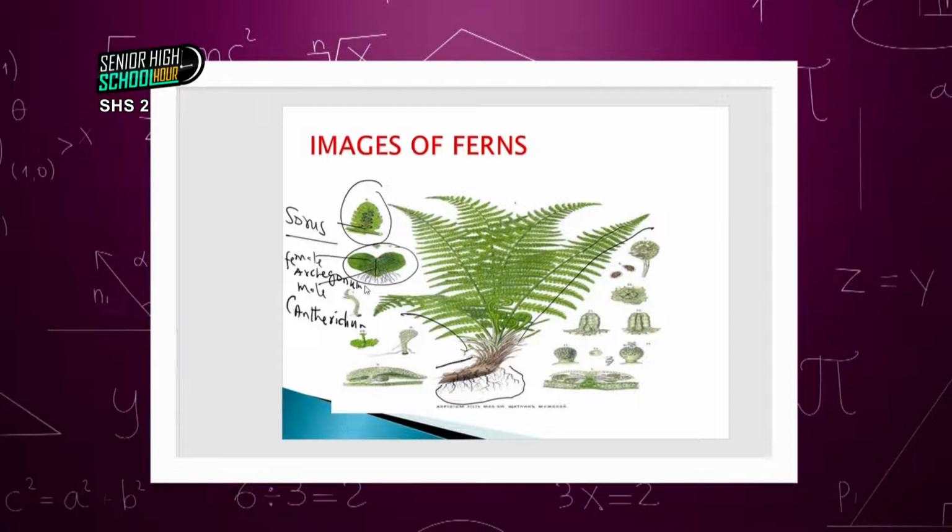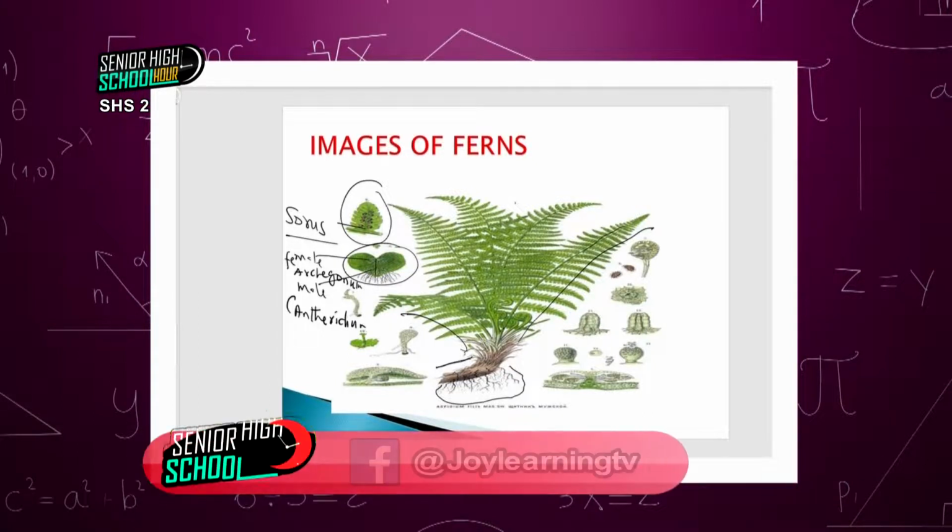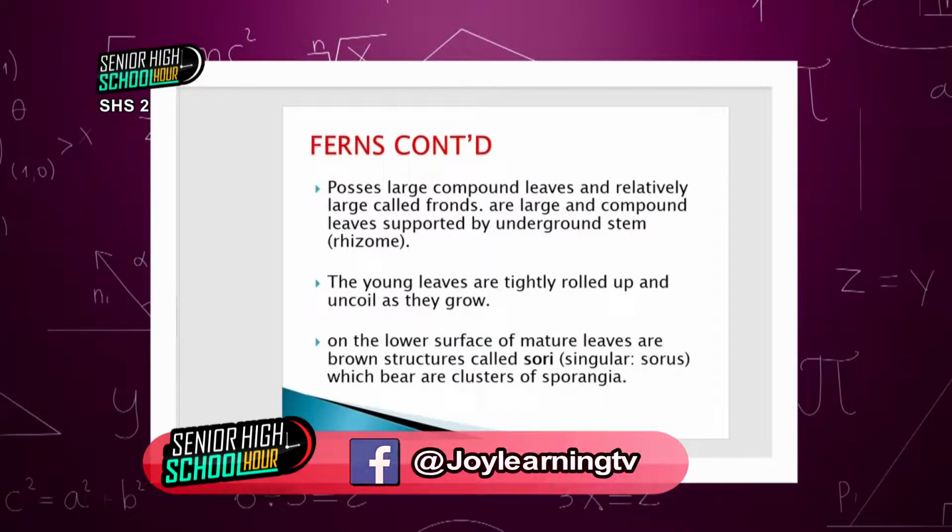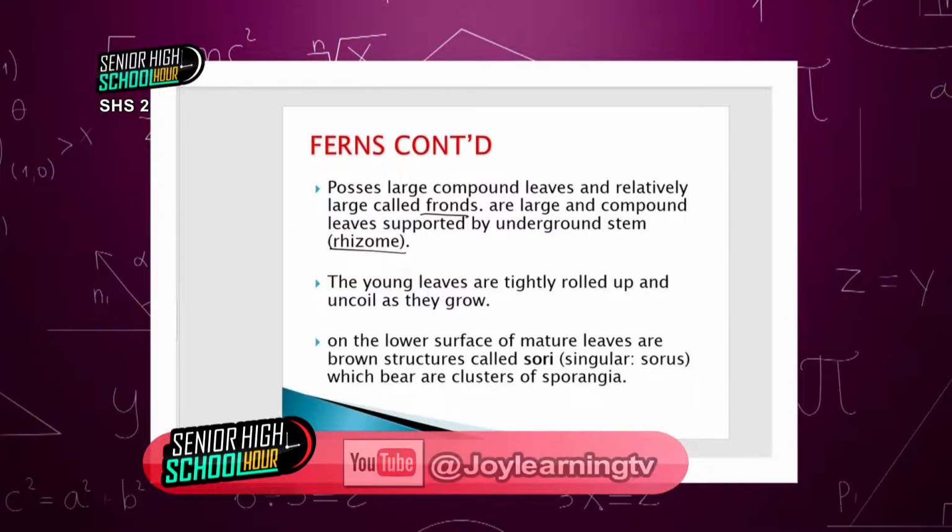So this is the picture of the fern I'm talking about. So now we can describe it better. The compound leaves, you've seen them, are called fronds. Then you've seen the underground stem, which is characteristic of all of them. The young ones have something we call rolled up fiddlehead leaves. It's rolled up like that. Then I've shown you the sorus. At the back of the leaves are these dotted things, which look brown or dark brown, and they contain the spores. And we call them the sorus.